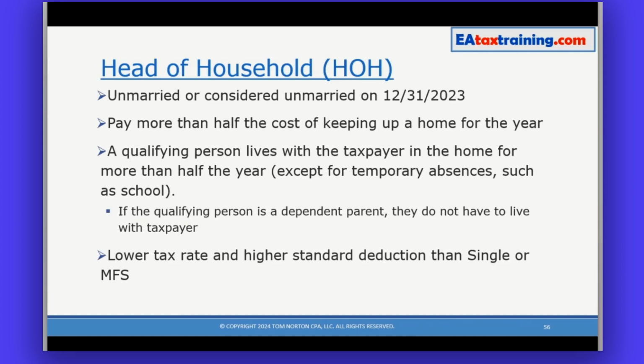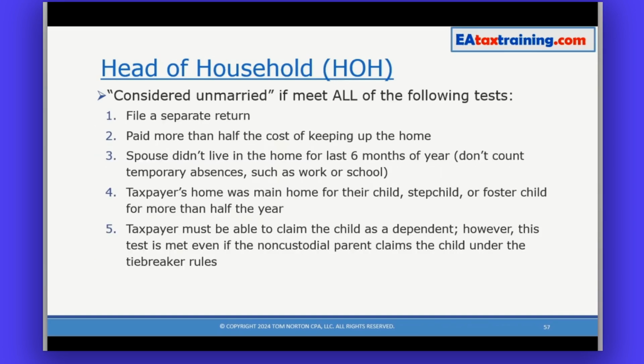So head of household is a better tax rate than single, but not as good as married filing joint. So it's kind of an in-between status because you're not married, you're unmarried. So you are single, but you've got this qualifying person living with you. So the IRS is giving you a little bit of a break. Not quite as good as if you were married filing jointly, but at least it's something.